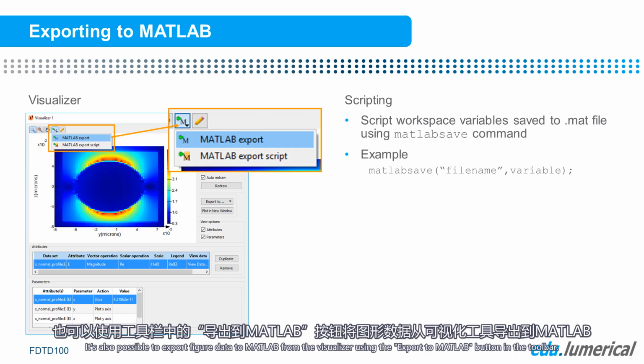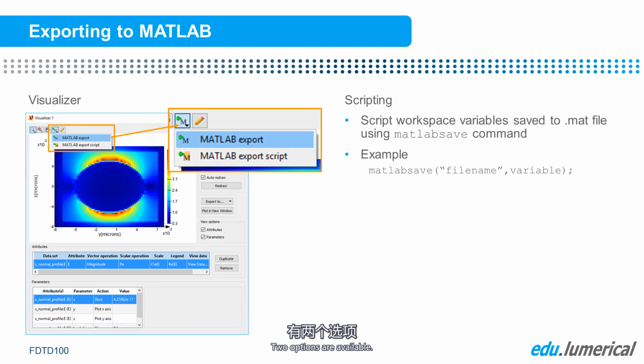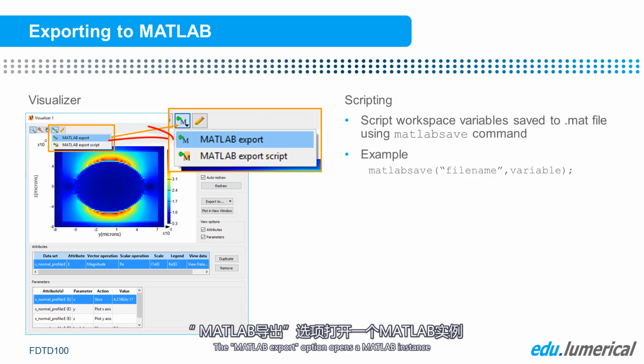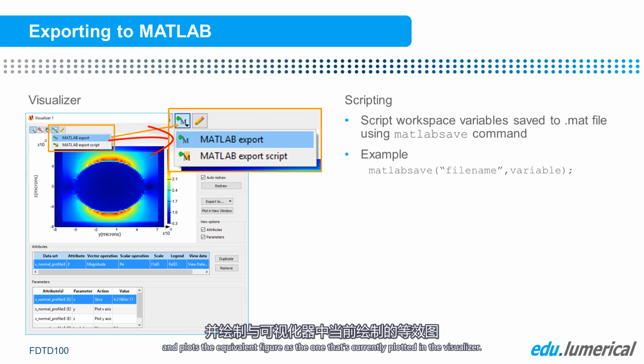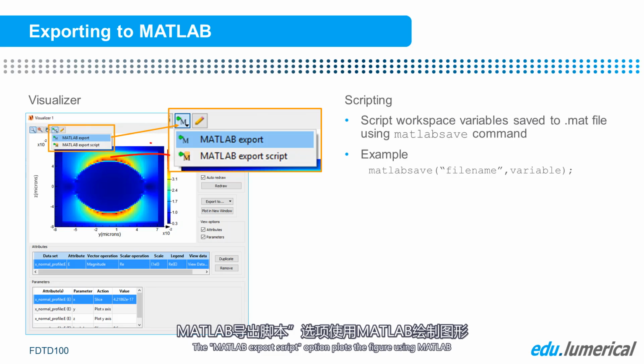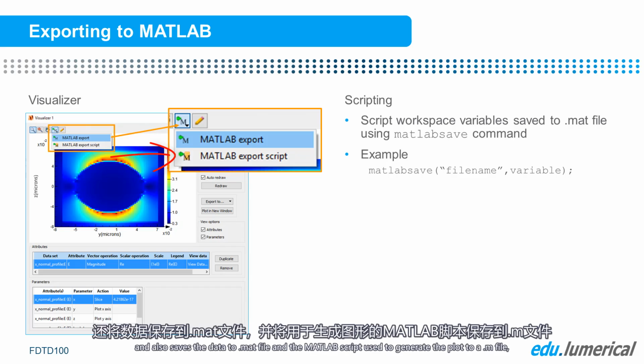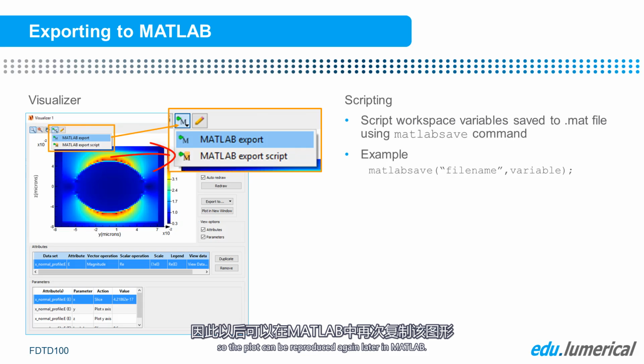It's also possible to export figure data to MATLAB from the visualizer using the Export to MATLAB button in the toolbar. Two options are available. The MATLAB Export option opens a MATLAB instance and plots the equivalent figure as the one that's currently plotted in the visualizer. The MATLAB Export Script option plots the figure using MATLAB and also saves the data to a .mat file, and the MATLAB script used to generate the plot to a .m file, so the plot can be reproduced again later in MATLAB.